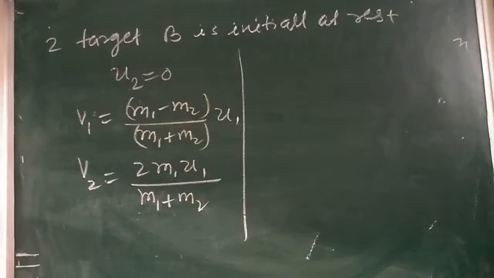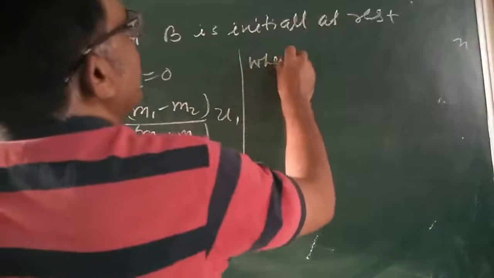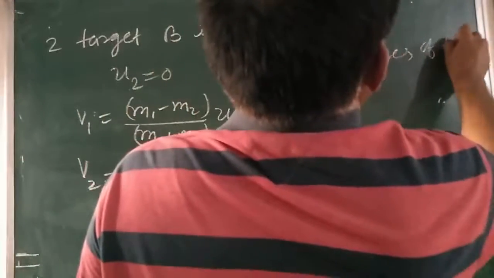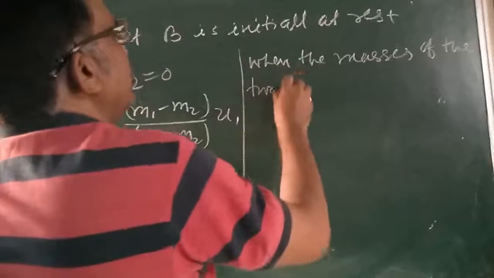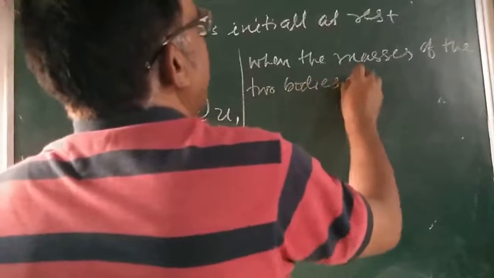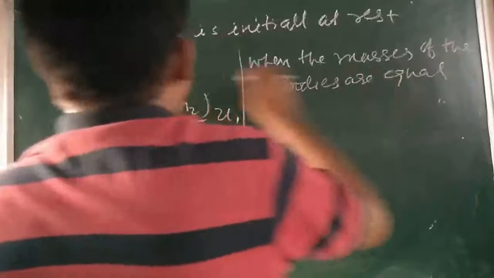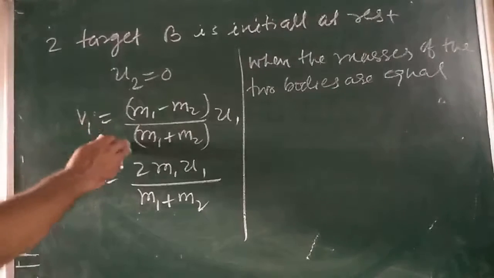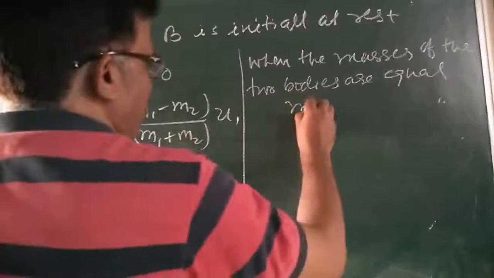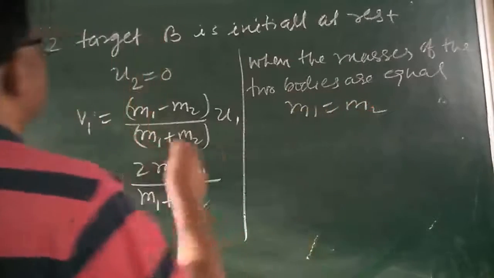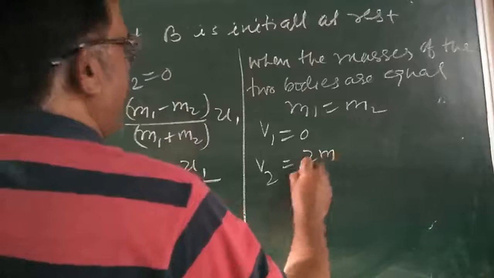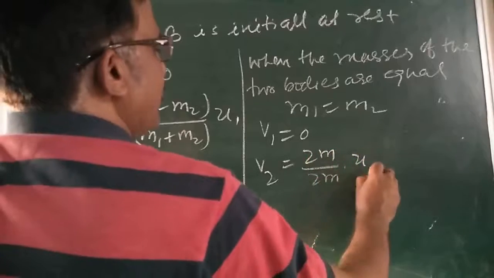What is that? When the masses of the two bodies are equal, in the particular case where the second body is at rest. When the second body is at rest, these are the equations. So put here m1 is equal to m2. Here you see that v1 is equal to 0. And what is this? Twice of m divided by twice of m into u1. That is this.